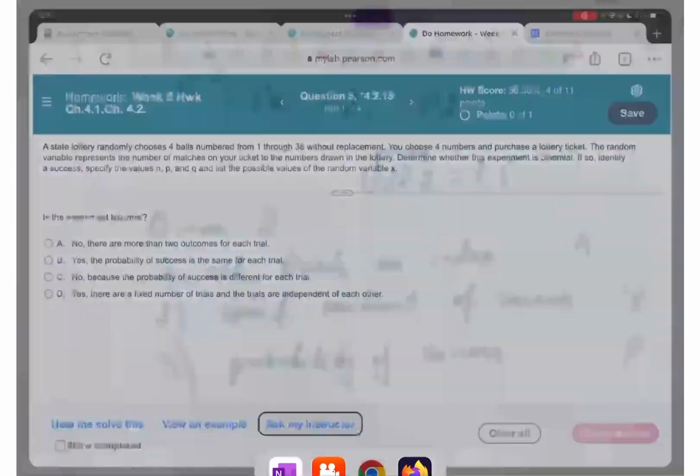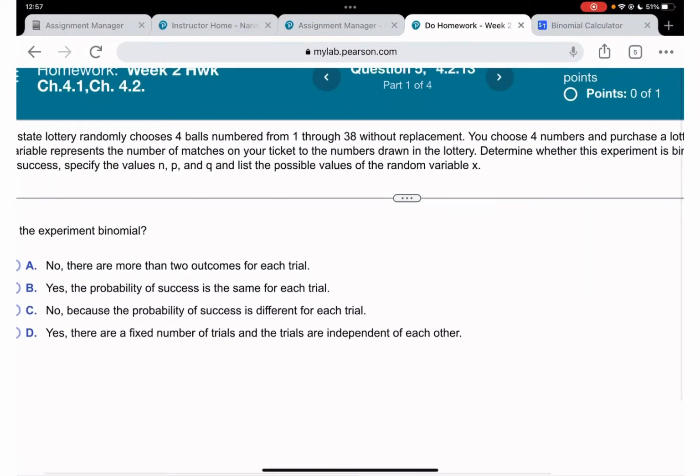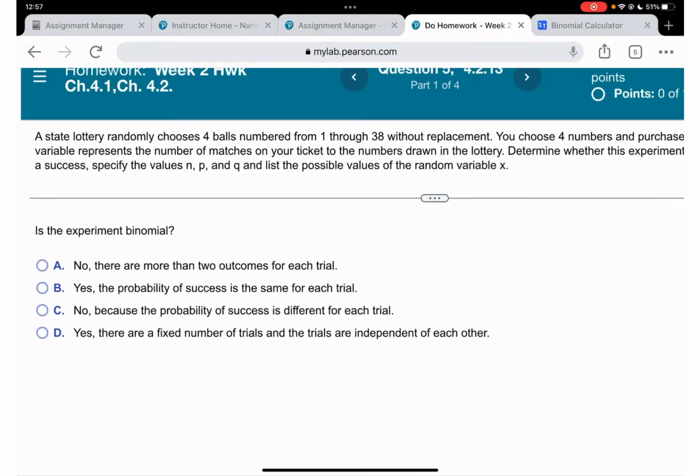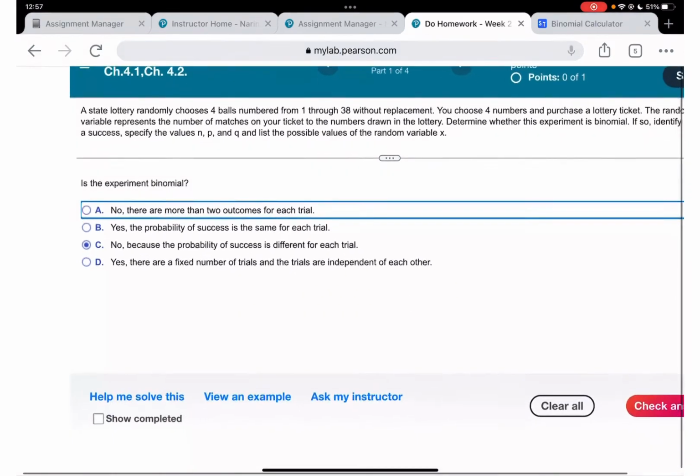So let's read it. It says numbered 1 through 38 without replacement. If you don't replace, that's already not independent, it's dependent. Therefore, we're going to say no, because the probability of success is different for each trial. If in total we have 38 and I chose 4 balls, it's going to be 4 out of 38. And if you don't replace it, instead of 38 I will have 37 left. So the probability of the second one I take out is going to be 4 out of 37. We understand? So it's not the same. Okay, let's check it.